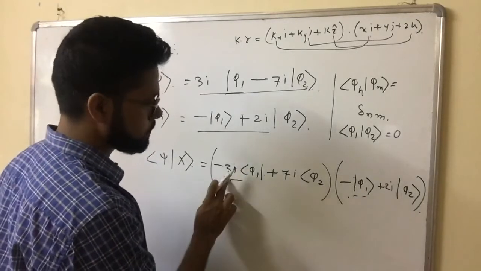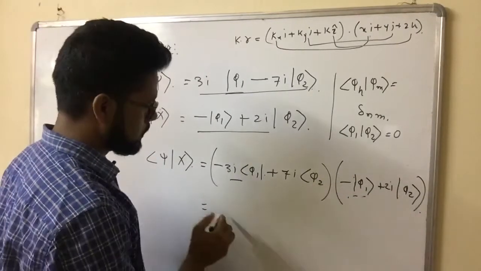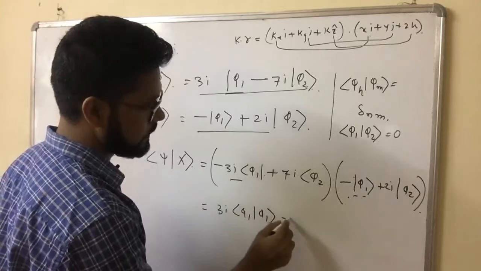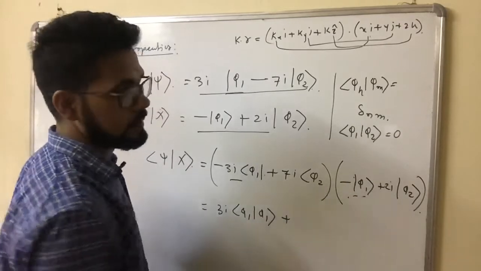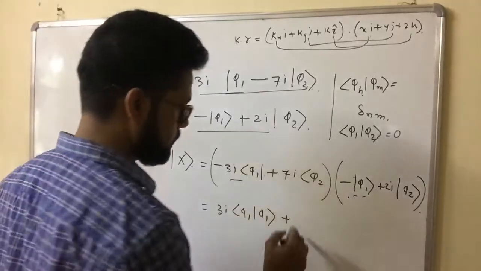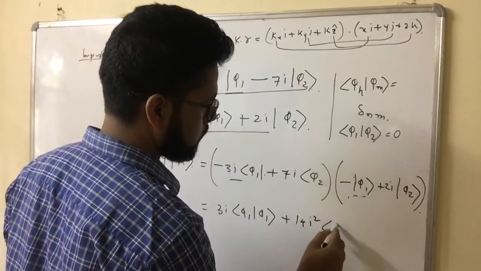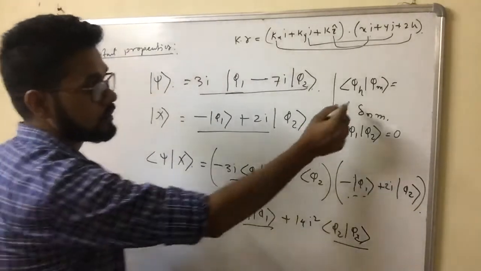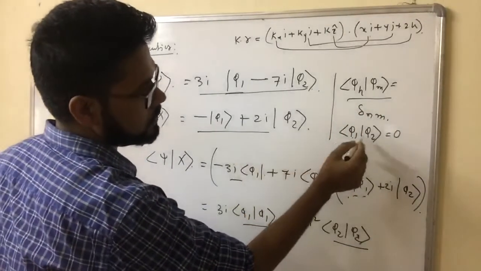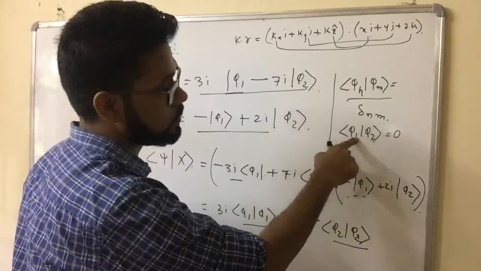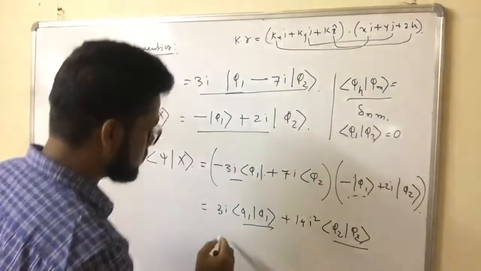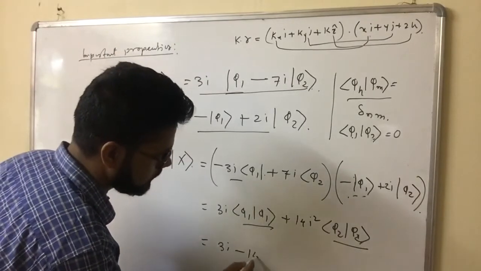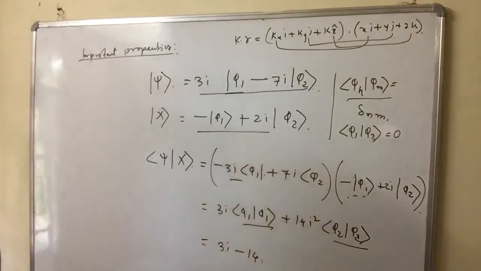So it will be minus 3i times minus 1, so plus 3i phi 1 phi 1. Clear? Then this is 7i and twice i, which will be 14i squared, phi 2 phi 2. This is equal to 1 as per the normalization condition. While this is 1, this is 1. Cross terms are 0. So this will be 3i plus 14i squared, which is 3i minus 14. This is the answer. This way you have to evaluate it.